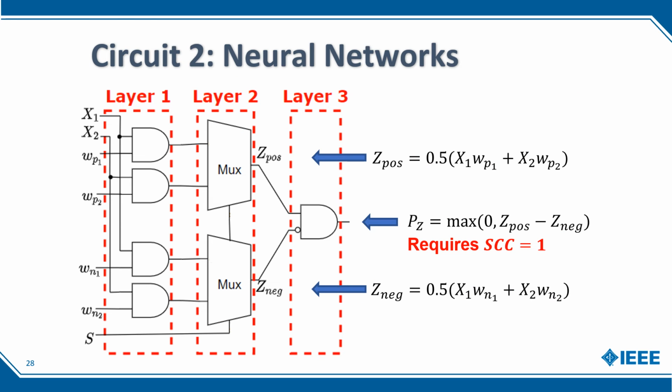The second multi-layer circuit we will test is a small neural network layer design. The first 2 circuit layers perform the dot product between the data inputs and a set of positive weights, resulting in Z positive, and a set of negative weights, resulting in Z negative. The final layer subtracts Z positive and Z negative, then applies a rectified linear or ReLU activation function, which is a common neural network activation function in machine learning.